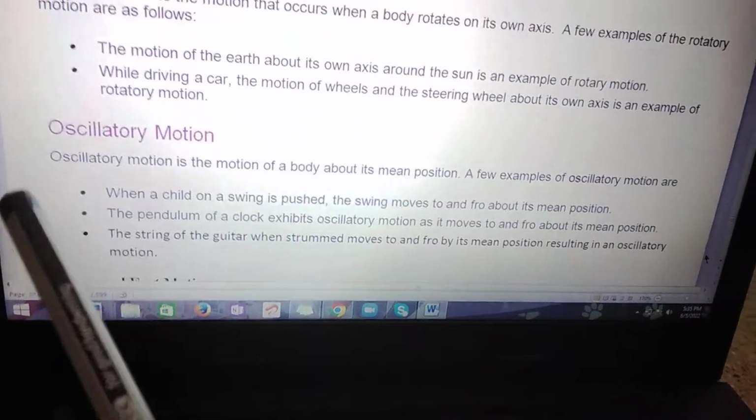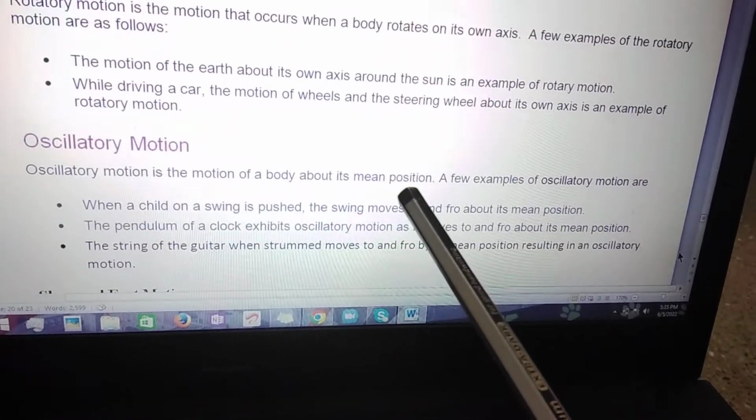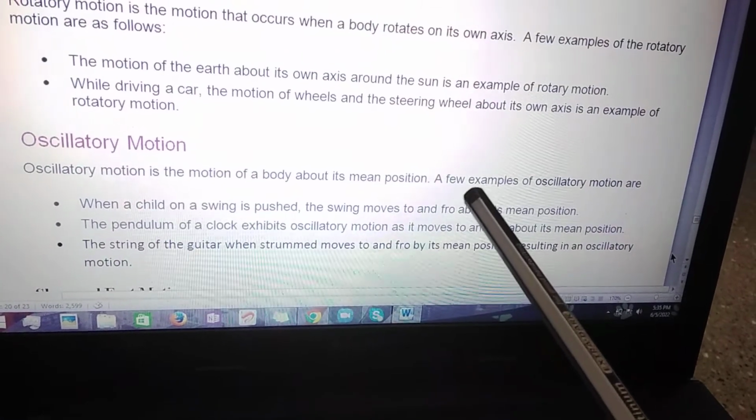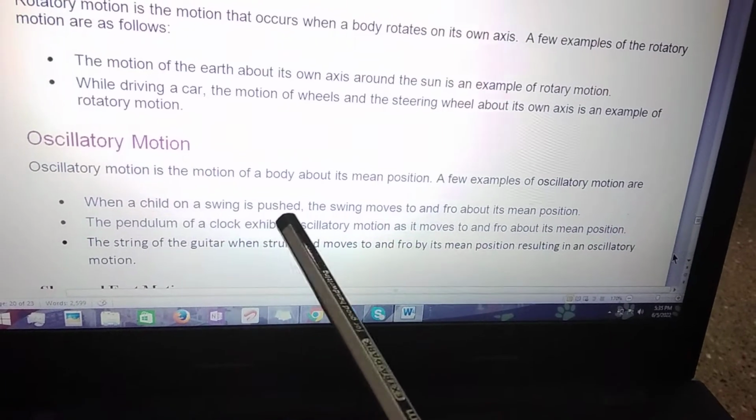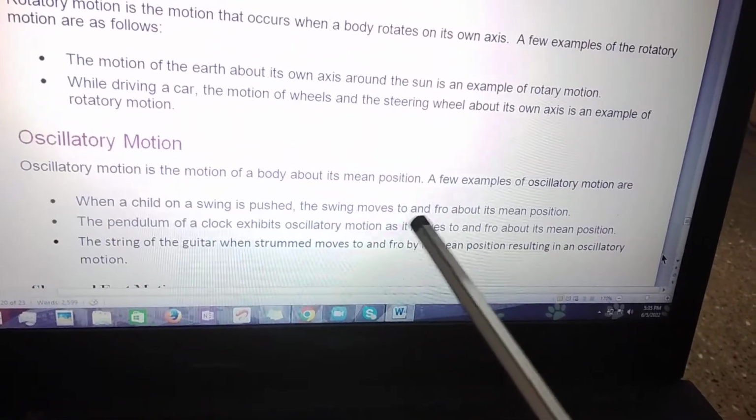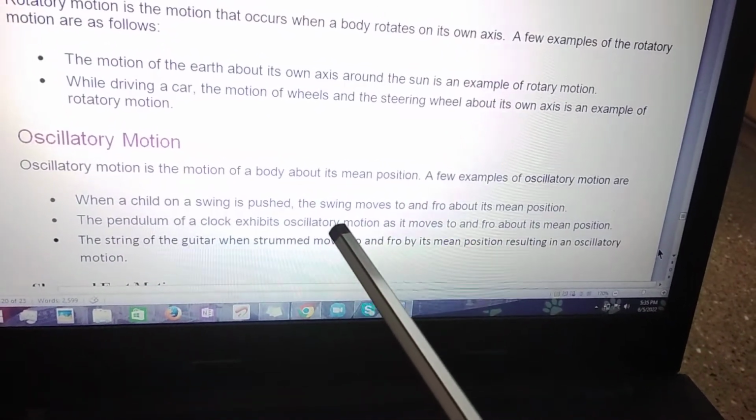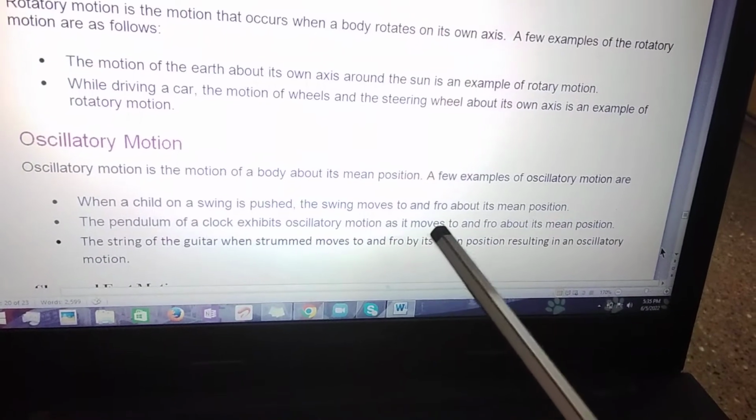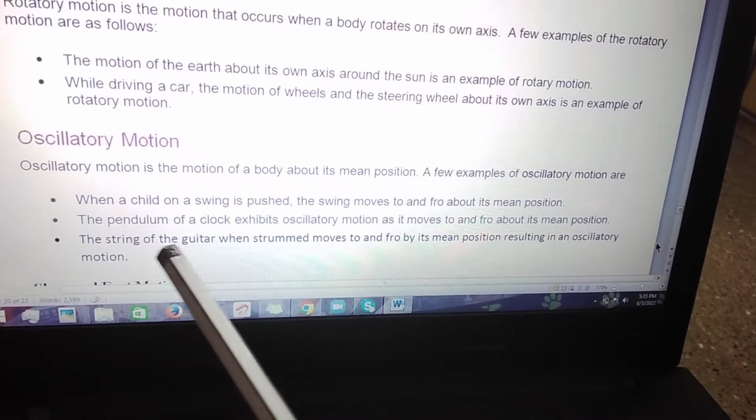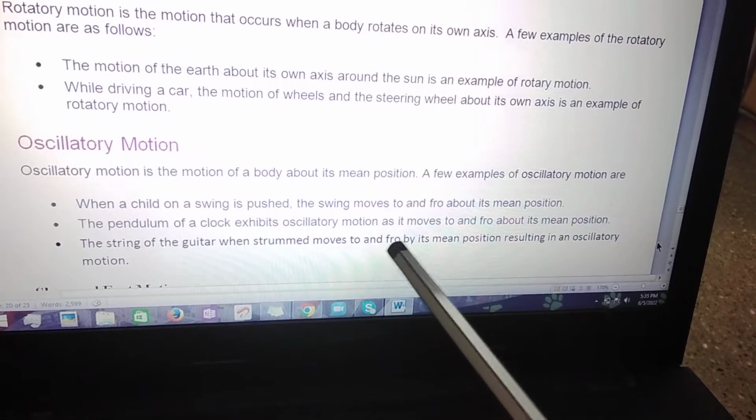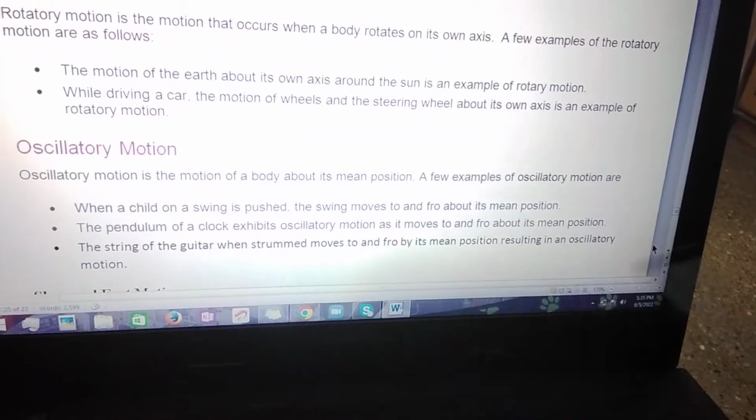Oscillatory motion. Oscillatory motion is the motion of a body about its mean position. A few examples of oscillatory motion: when a child on a swing is pushed, the swing moves to and fro about its mean position. The pendulum of a clock exhibits oscillatory motion as it moves to and fro about its mean position. The string of a guitar, when strummed, moves to and fro about its mean position, resulting in oscillatory motion.